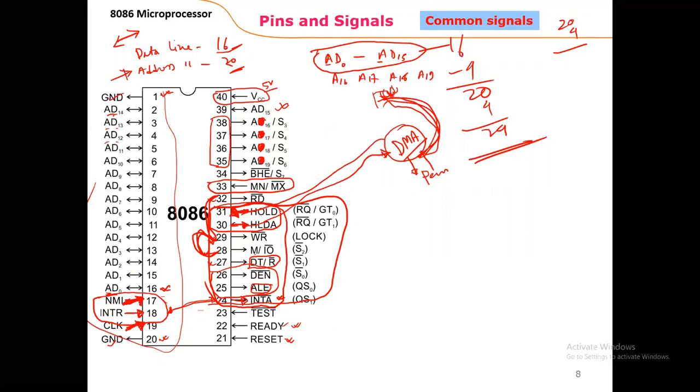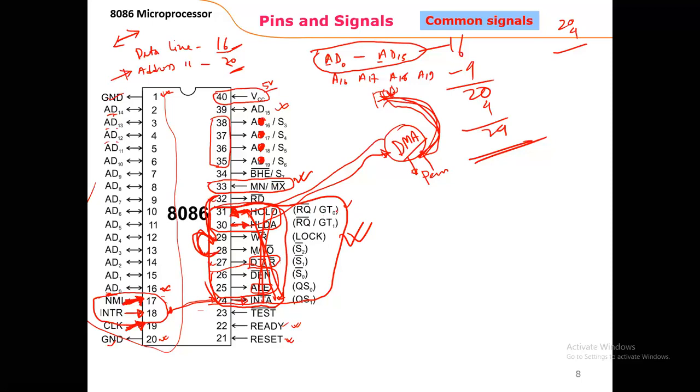But if maximum mode is active, then these pins do not work. These 8 do not work; just change, and these work. Okay, these 8 work. All are clear? Yes. If maximum mode is active, then RQ means request and GT means grant.